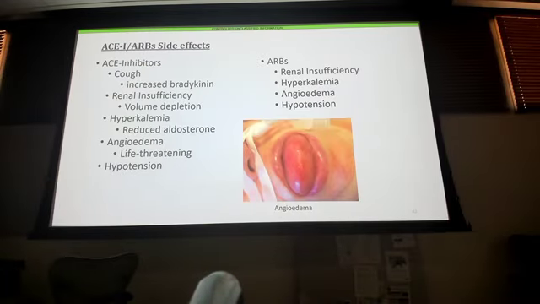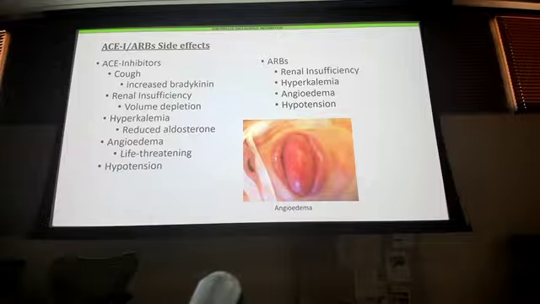So let's look at the side effects of ACEs and ARBs. Let's look at the second one, renal insufficiency. You can see under the ARBs category, it's there. Hyperkalemia. If you look over at ARBs, it's there. If you look at angioedema, which is what's here in this picture, ARBs can cause that too. Hypotension, it's over on the ARB side too. So all of those side effects are present in both ACEs and ARBs.